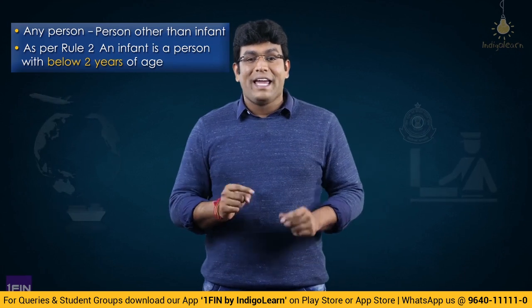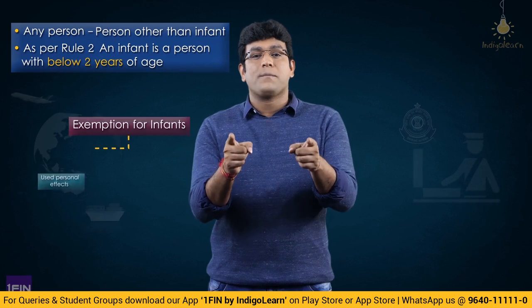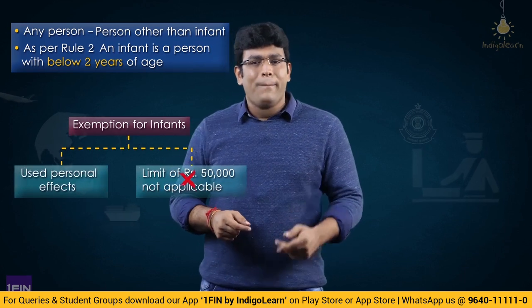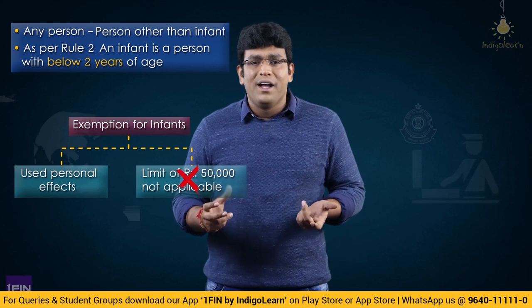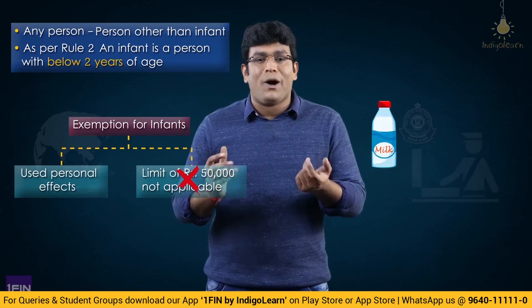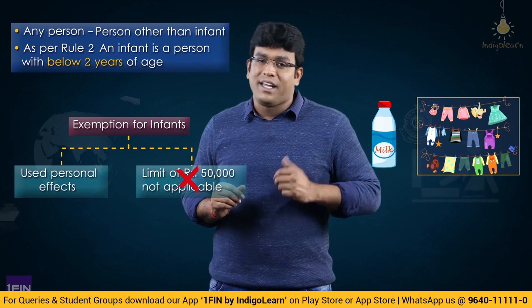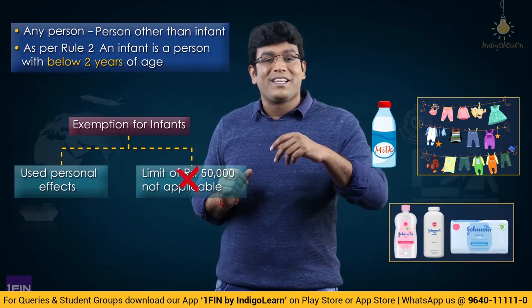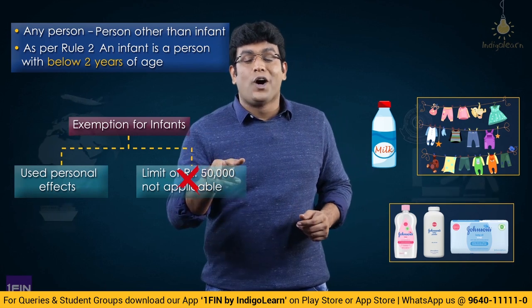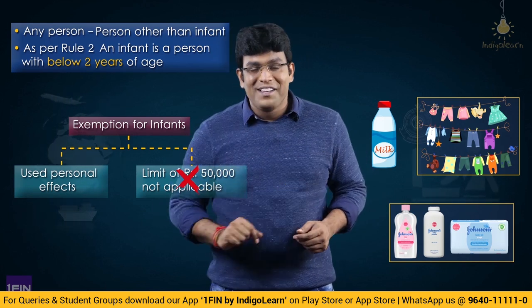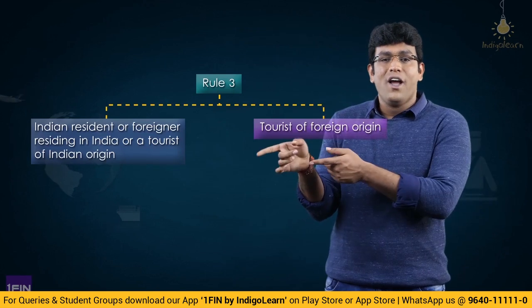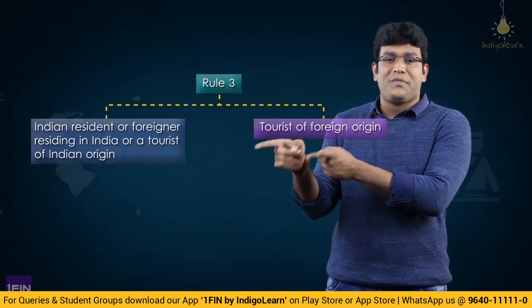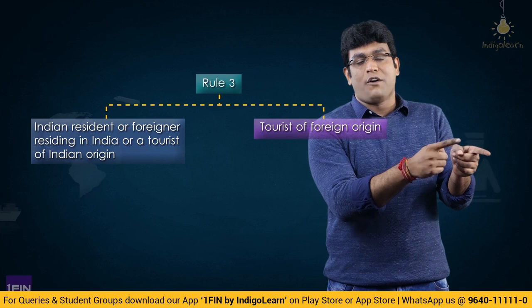For an infant, exemption is only for used personal effects. Basically for infants, what will be there? The milk bottles or clothes or any other articles related to that infant. Correct, right? So basically for infant, exemption is only for used personal effects. Clear? Wonderful. So what is the summary, my dear friends? Rule 3 has got two categories. Indian resident, foreigner residing in India, or tourist of Indian origin. Other category, tourist of foreign origin.